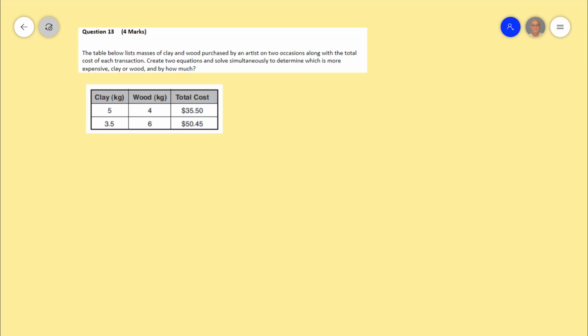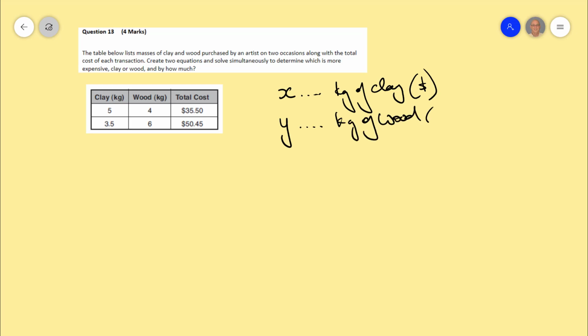So what are we looking at here? We see how much clay they bought, total cost. So the unknowns is, okay, how much does a kilo of clay cost? Okay, and I'm going to put my units. Y I'm going to have is a kilo of wood in dollars. If you have units, use them.